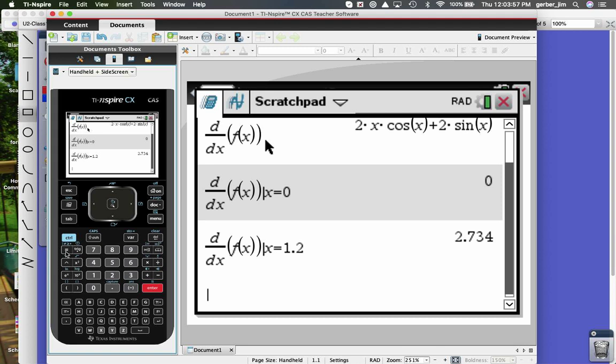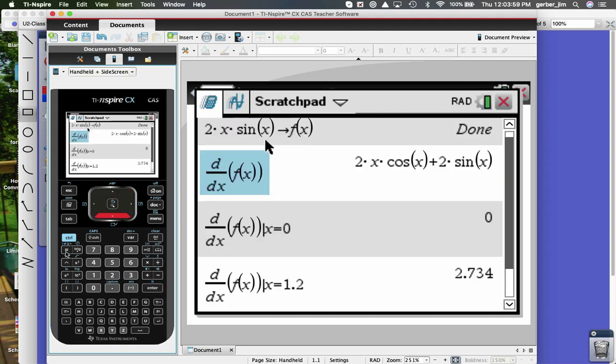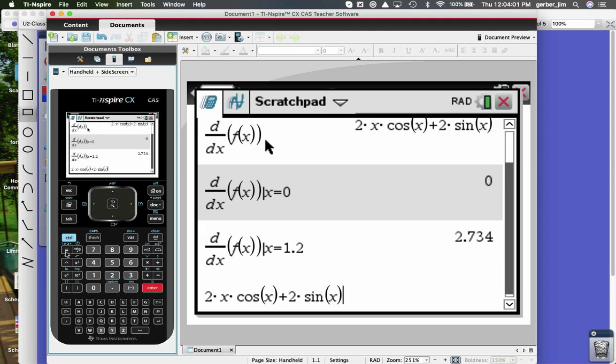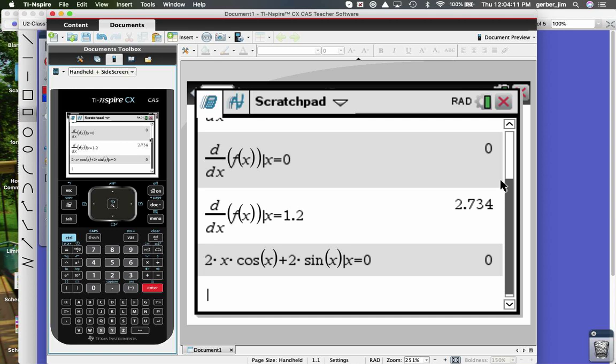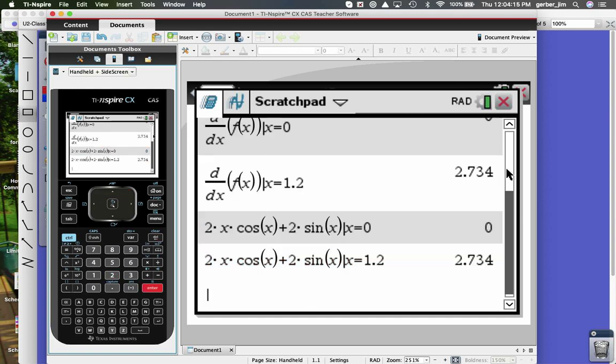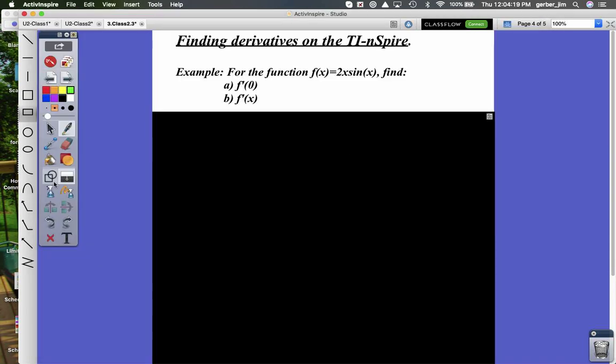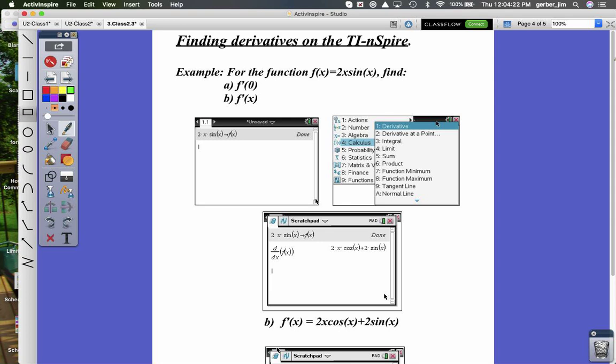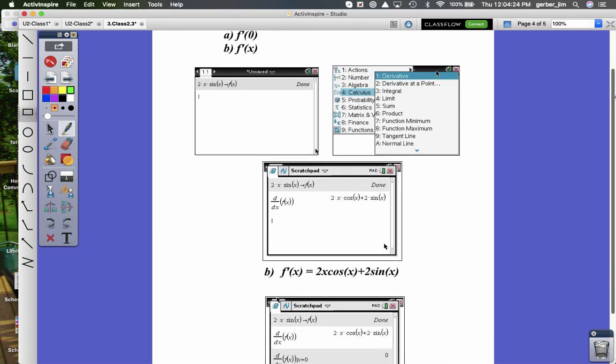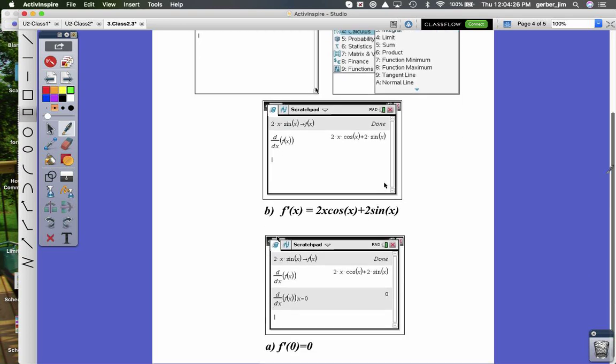Another way I could have done that would have been to just go up and grab this function and say, calculate this function such that x is 0. Since I already know that this function is the derivative, it's going to give me the same answer, that same 0. Or if I did it at 1.2, I would get the same answer as I got up here. So any of those are fine. If you go down the page, you'll see that I've put a few screenshots into the notes so that you'll remember how to do this later.